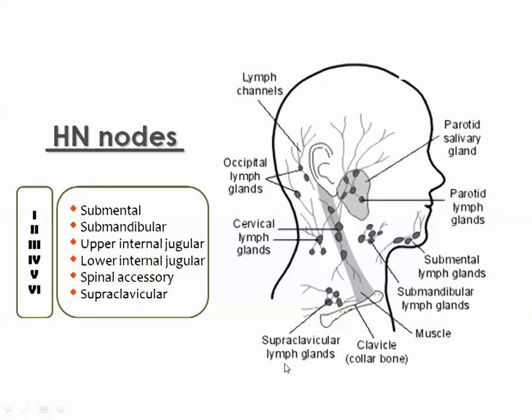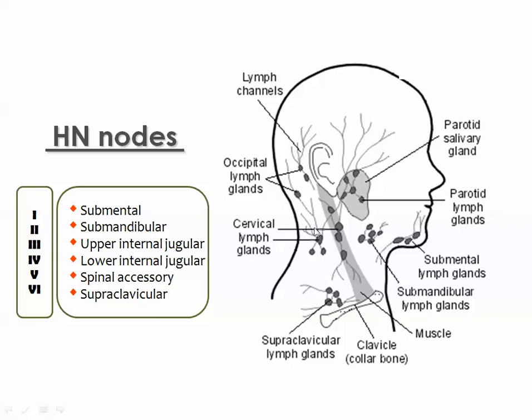The lymph nodes in the neck are located in these particular areas: in the submental area, around the submandibular salivary gland, in the upper and lower deep cervical regions, deep to the sternomastoid muscle, and in the posterior triangle of the neck.